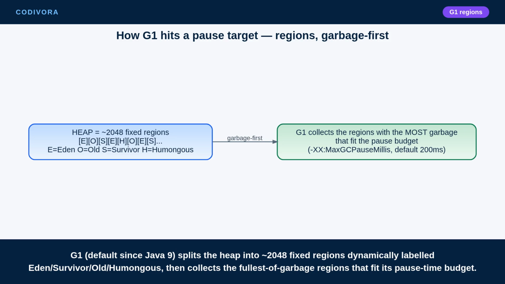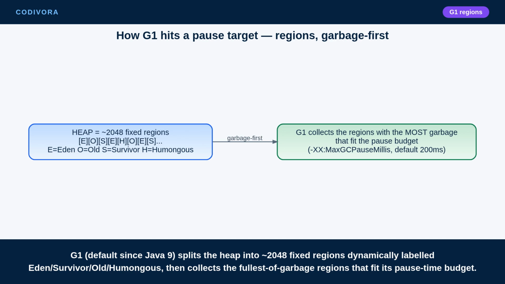The default collector since Java 9 is G1, and here's how it gives you predictable pauses. It chops the heap into around 2,000 fixed-size regions, and each region is dynamically labeled Eden, Survivor, Old, or Humongous. Because regions are independent, G1 can collect a subset of them instead of a whole generation. Its defining knob is the pause target, -XX:MaxGCPauseMillis, defaulting to 200 milliseconds. G1 predicts how many regions it can clear within that budget, and collects the ones with the most dead objects first. That's the name, garbage first.